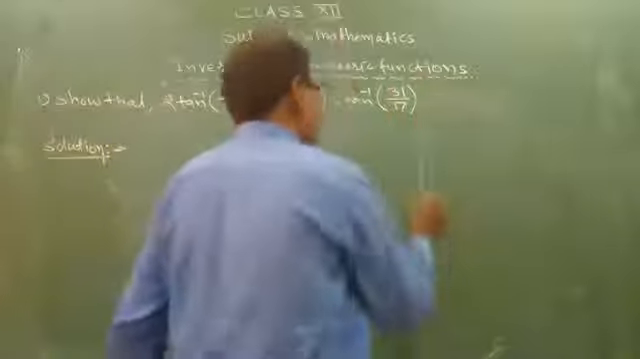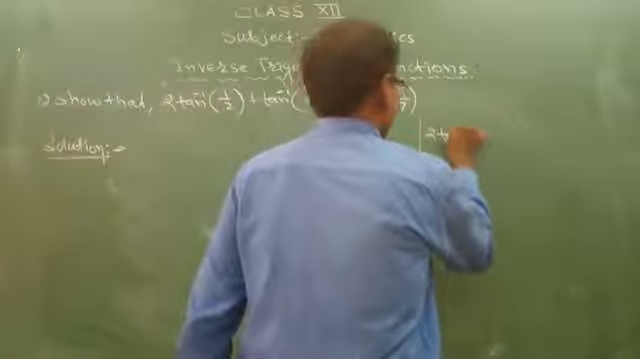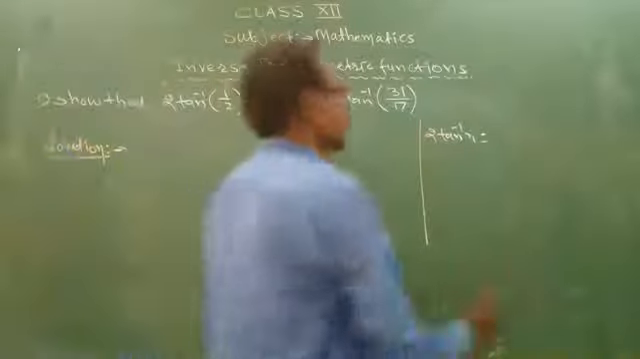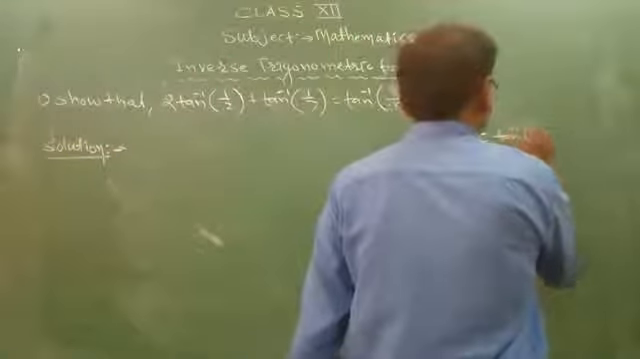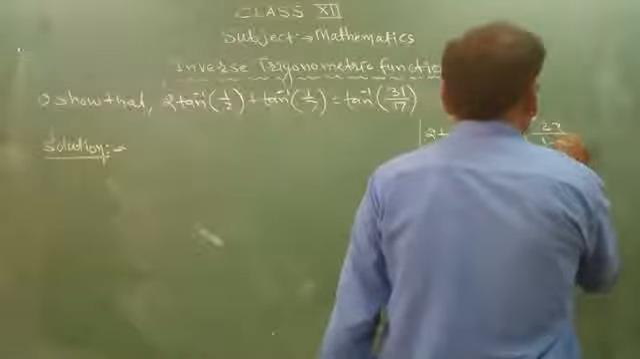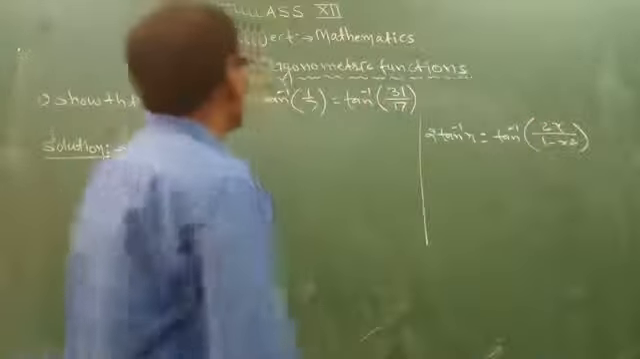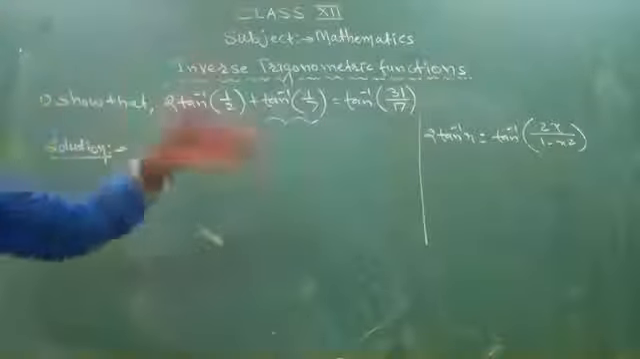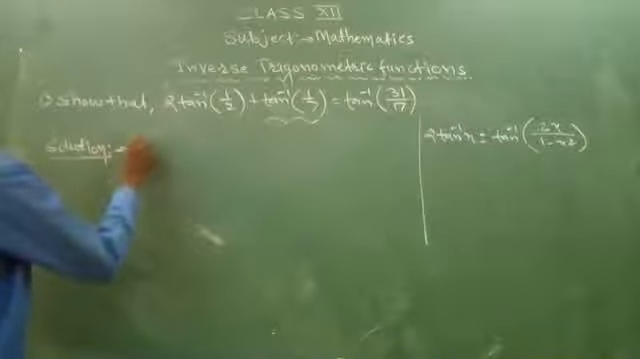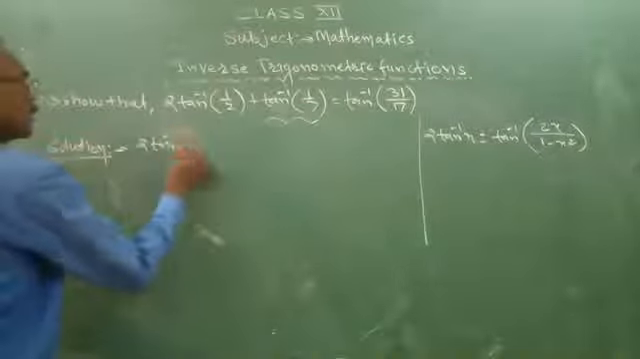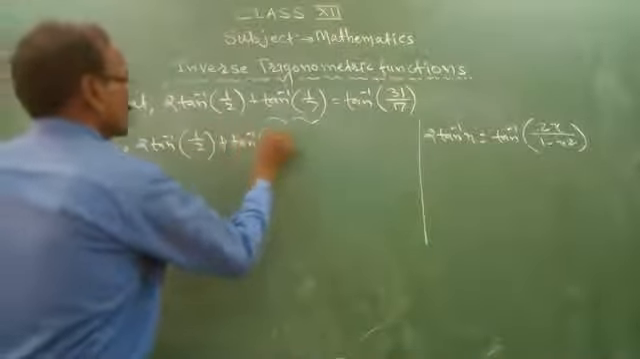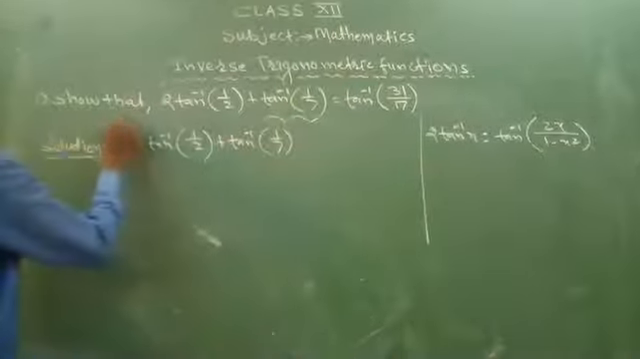So 2 tan inverse x, you know that, write the formula. What is the formula? Tan inverse 2x upon 1 minus x square, in terms of tan, because the second term is tan inverse. So I am converting this 2 tan inverse x in terms of tan inverse. So here 2 tan inverse 1 by 2 plus tan inverse 1 by 7. This is your left hand side.